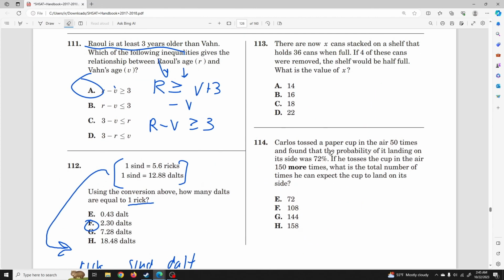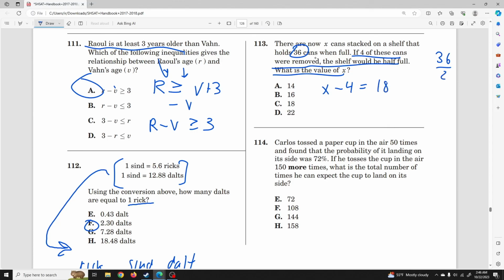Moving on to 113, it says that there are now X cans stacked on a shelf that can hold 36 cans while full. If 4 of these cans were removed, the shelf would be half full. What is the value of X, right? So we know that there are X cans right now. And if we remove 4 of these cans, the shelf would be half full. We know that the full shelf can hold 36 cans. So what's half of 36?